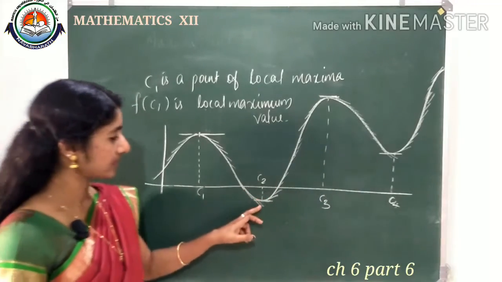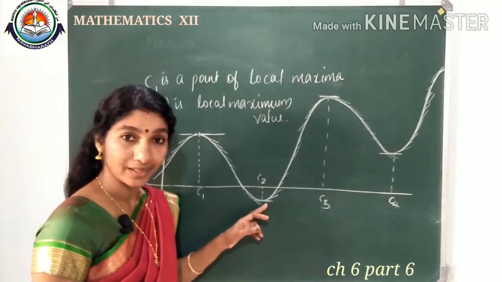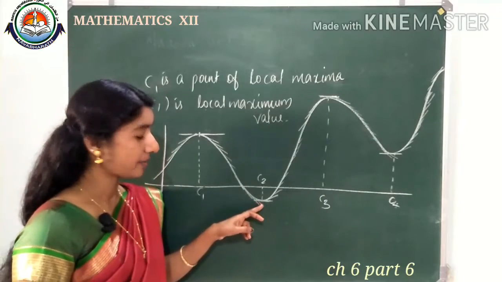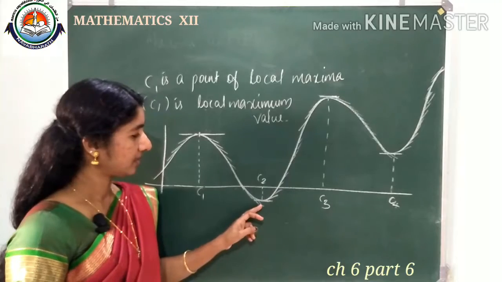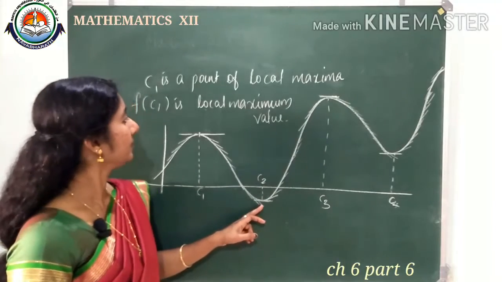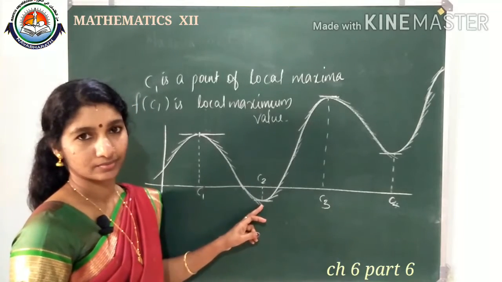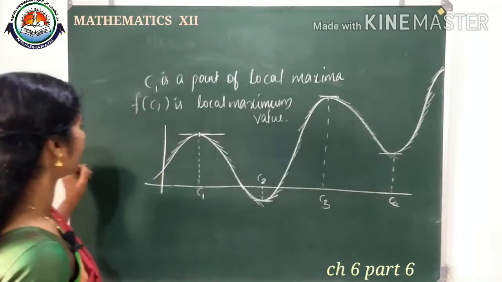Okay. C2 is a point of local minima, and the minimum value of this function in this interval is f of C2, the local minimum value. Clear? Like this we will use.